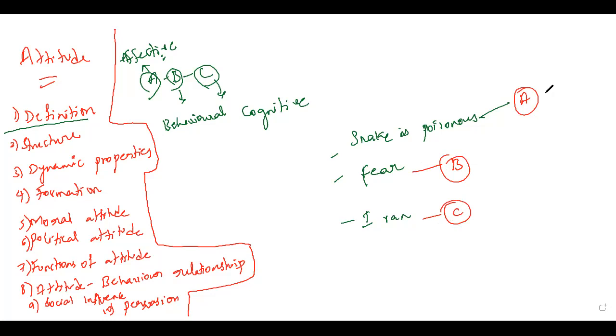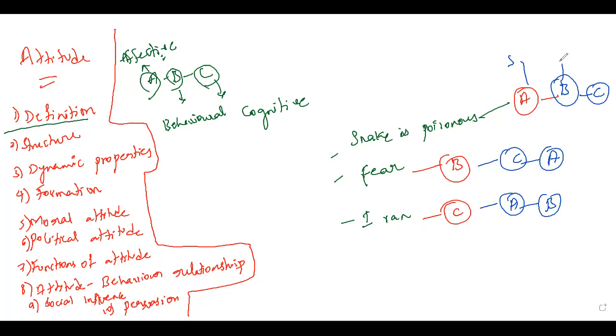Snake is poisonous is behavior. One second. I think behavior could be "I ran" also. Yeah, tell me. Stick to the one. You give me the answer. Fear will be cognitive and "I ran" affective. Okay. So is anyone else? Fear is affective. Poisonous, fear is cognitive, and running is behavior.